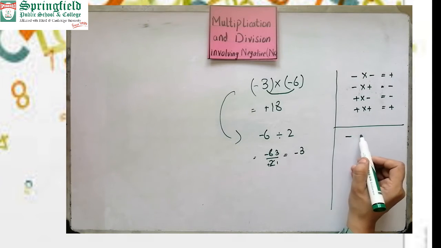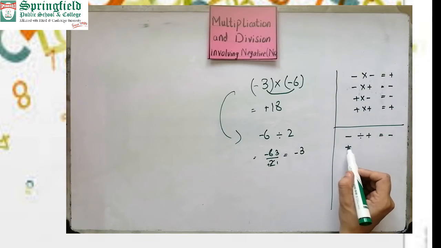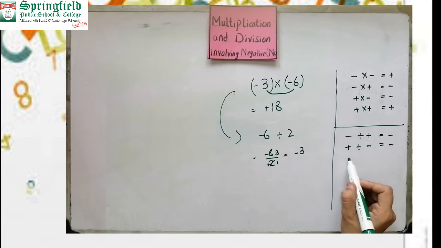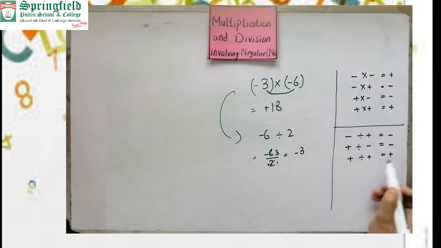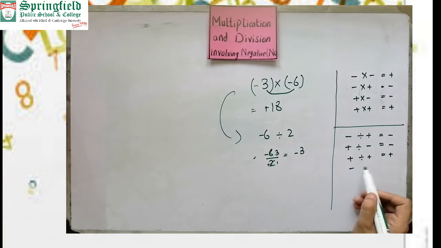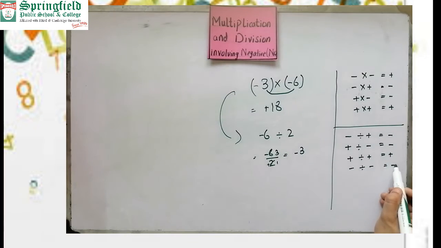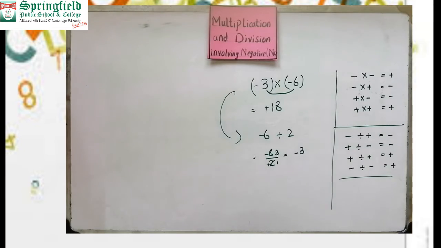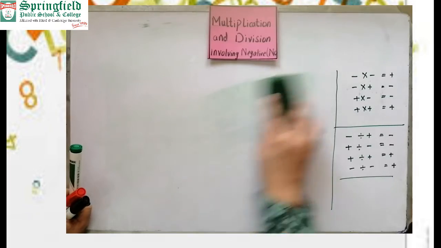When a negative number is divided by a positive number, the answer is in negative form. And when a positive number is divided by a negative number, the answer is in negative form. And when a positive number is divided by a positive number, the answer is in positive form. And when a negative number is divided by a negative number, the answer is what? Positive form. Understood, beta? So there are some rules. Keep in mind these rules. Okay, now we will start the book work.